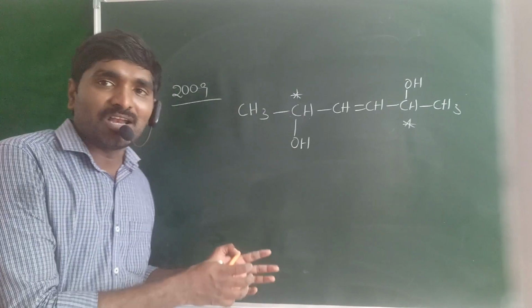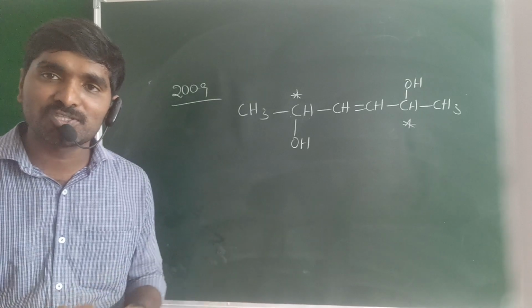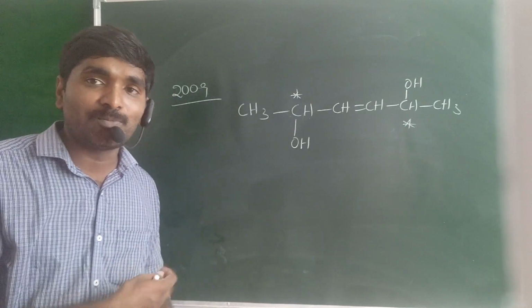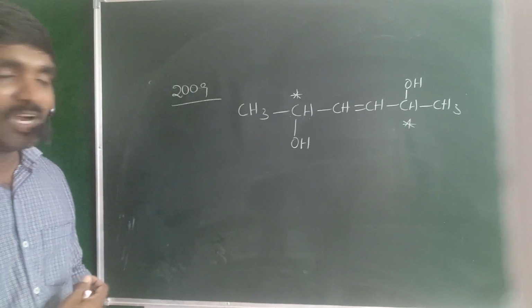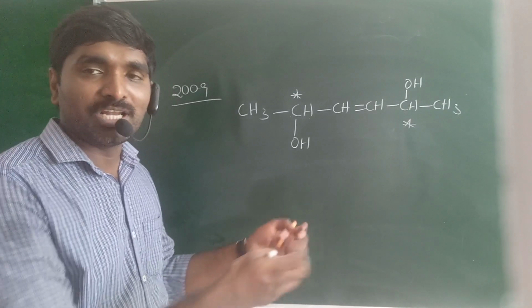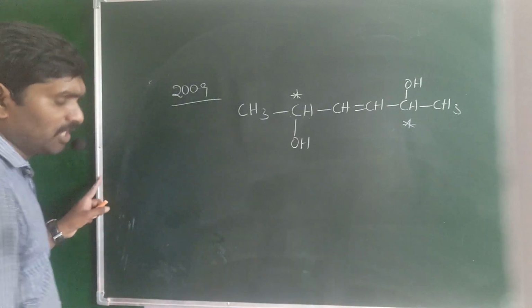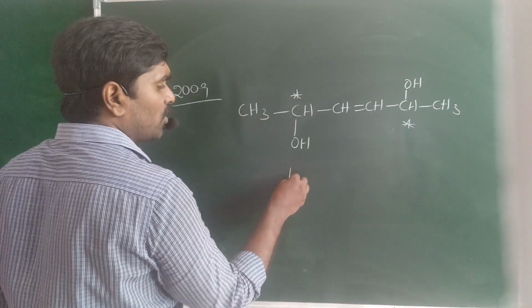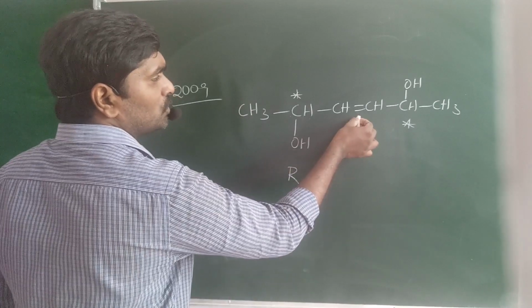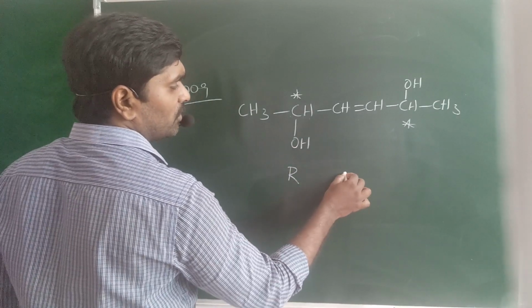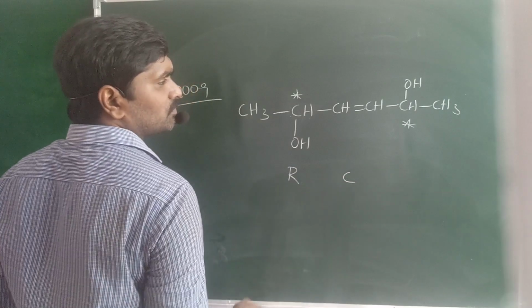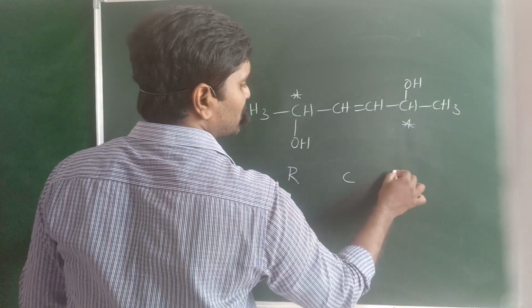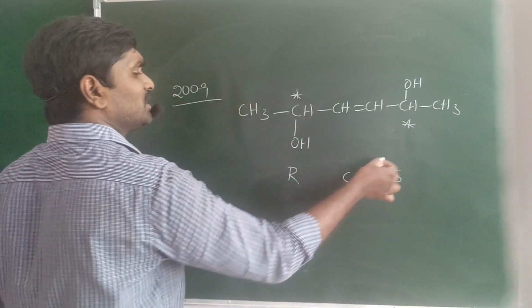When it is in cis configuration, how many stereoisomers are possible? When it is in trans configuration, how many isomers are possible? What about the remaining? We'll just write the configuration like this. For example, when it is in R configuration, with geometrical isomerism which may be cis, and the extreme right stereo center that may be in S configuration: R cis S.